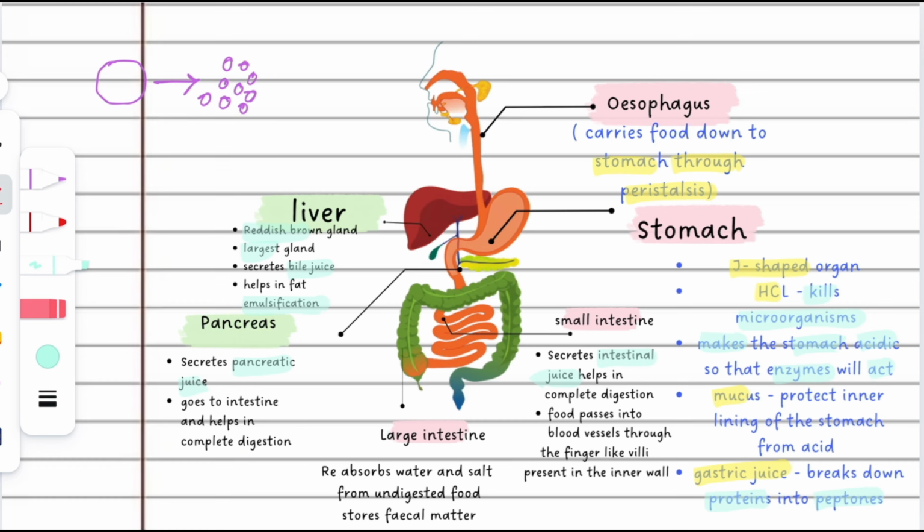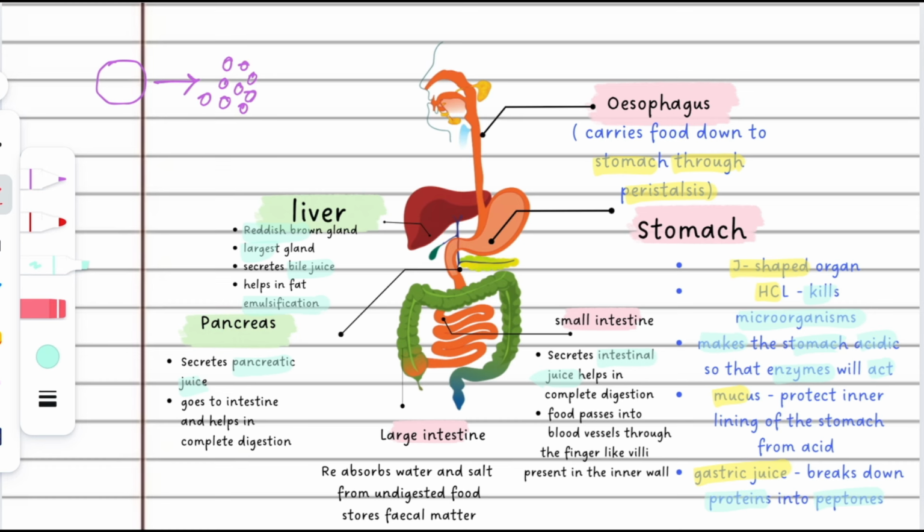Now these three juices pour into the small intestine, though intestinal juice is secreted from the intestine itself, while the bile juice and the pancreatic juice get secreted inside the small intestine. From here onwards the whole complete digestion occurs with the help of these three juices: first bile juice, second pancreatic juice, and third intestinal juice.